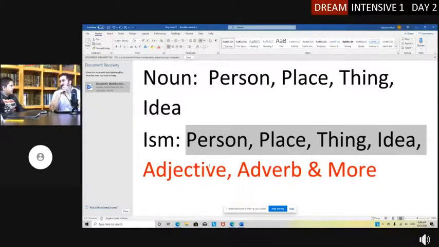What's a fi'l? Fi'l is a past, present, future word. Is the word tense stuck in the past, present, or future? Excellent. Past, present, or future tense. Good answer. Now, what about a harf? A harf is a word that doesn't make sense unless a word comes after it.